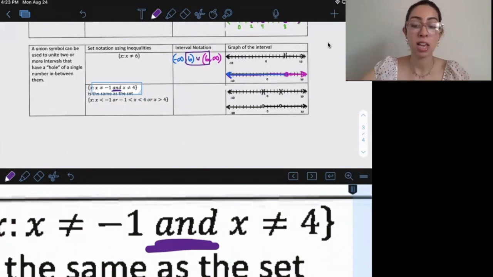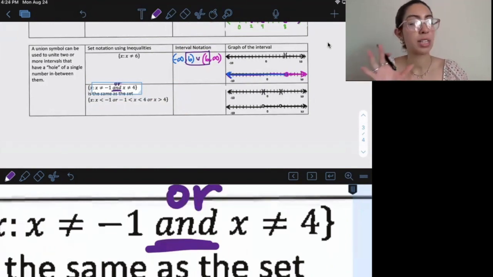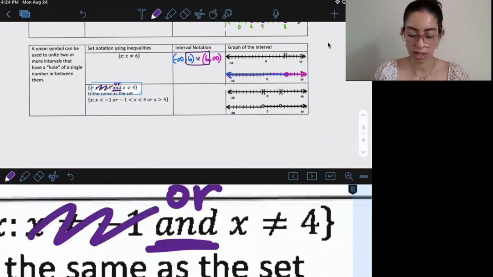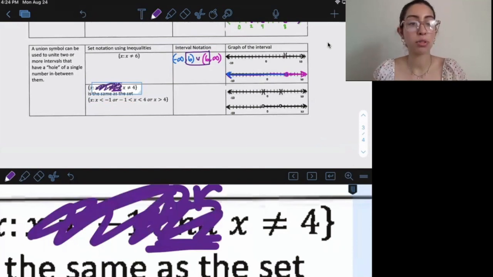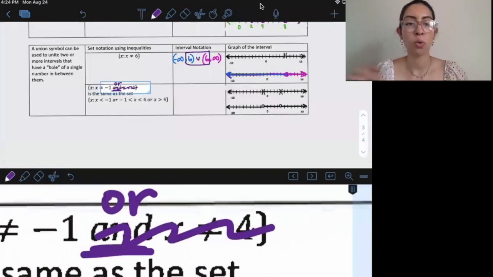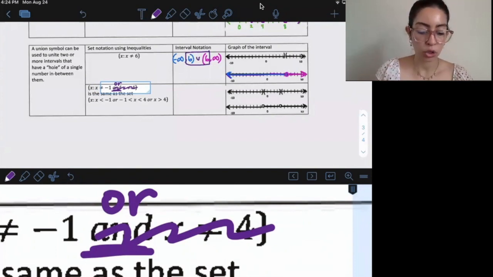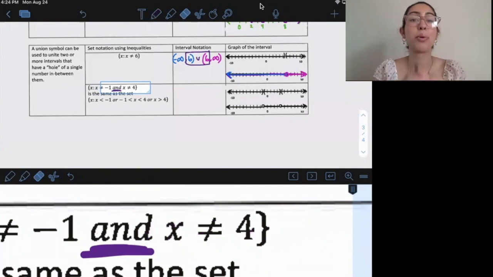Because otherwise, if we were to say "or," that would get tricky, because x not equal to 4, if I just ignore this part, includes -1. And if we cross out x not equal to 4, then x not equal to -1 includes 4. So the "and" is important here because we have to say they both have to be true. So they're both not equal to each other.